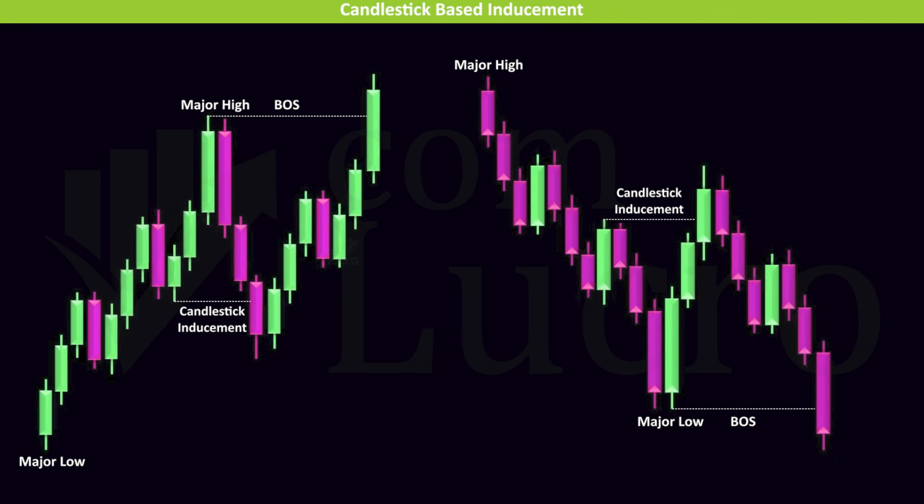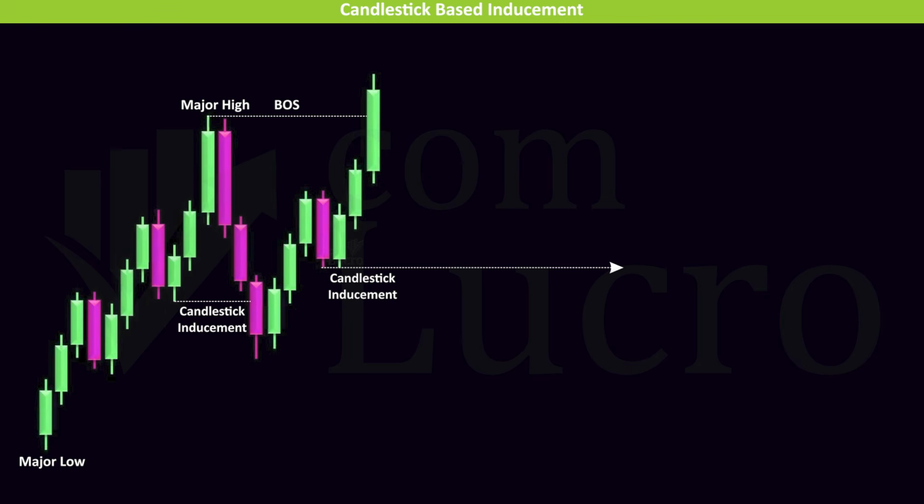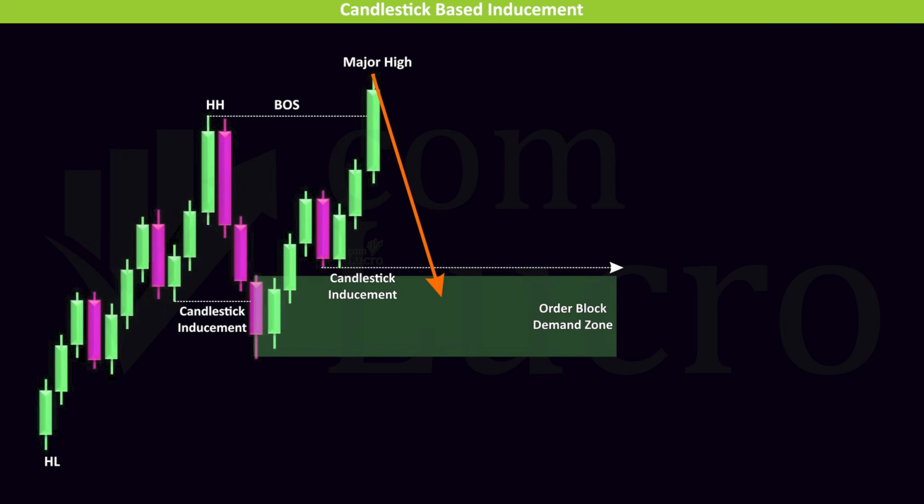Now, following this break, the next question is where the potential inducement area is located. We can observe that price formed an internal pullback before breaking and closing above the most recent major high. In this case, the lowest point of that bearish candle becomes the inducement level, and we expect price to retrace back, sweep the liquidity below it, and confirm this high as the new major high. After mitigating the extreme demand zone, price is expected to reverse and continue moving upward, creating another break of structure by breaking and closing above the most recent higher high.